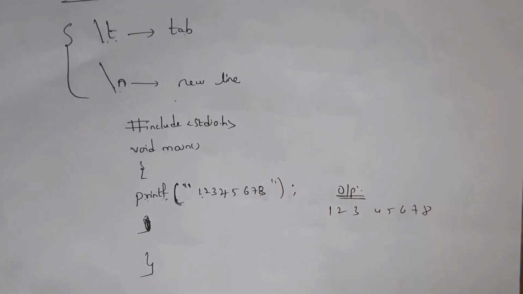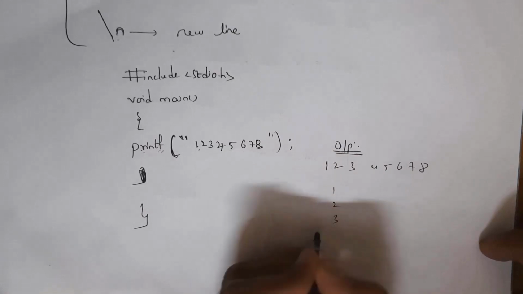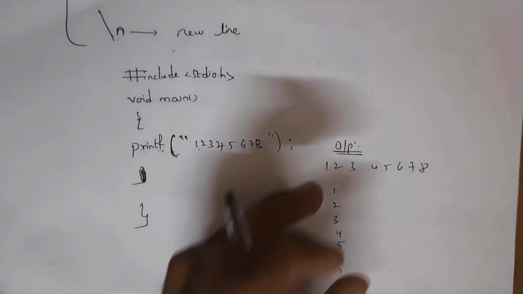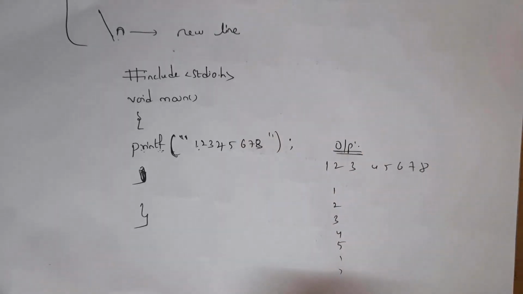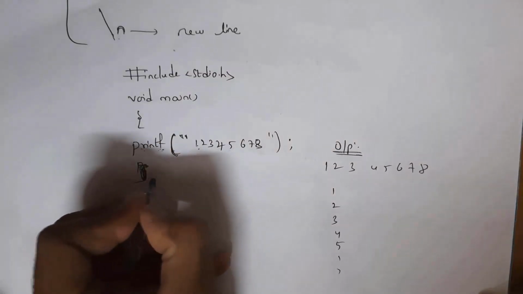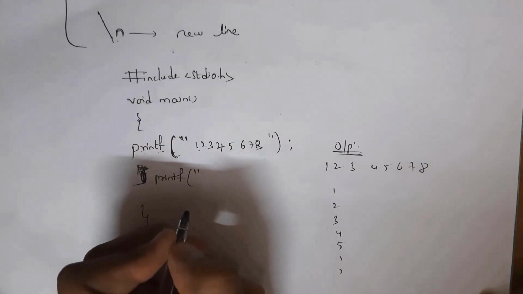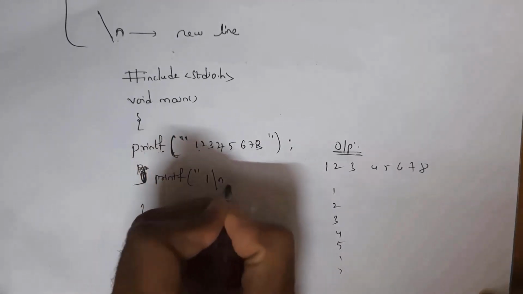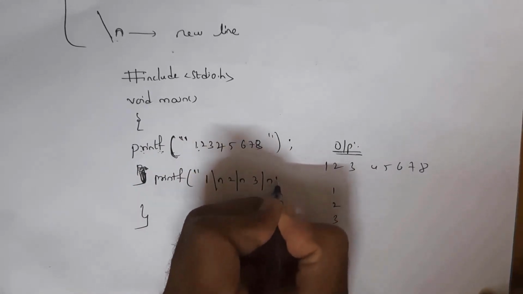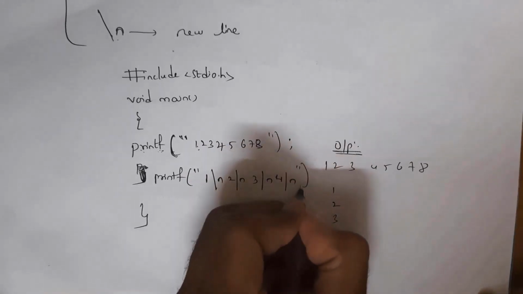But I don't want output like this. I want to get output like this: 1, in the next line 2, next line 3, next line 4, after that next line 5, and so on. If you want to get output like this, you need to use the escape sequence \n, where \n stands for new line. So I want to print numbers from 1 to 5. I wrote printf, open bracket, inside double quotations I am writing 1\n, 2\n, 3\n, 4\n. Close double quotations, close bracket and give a semicolon.